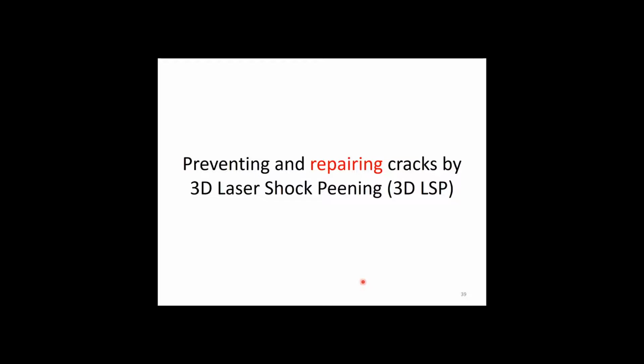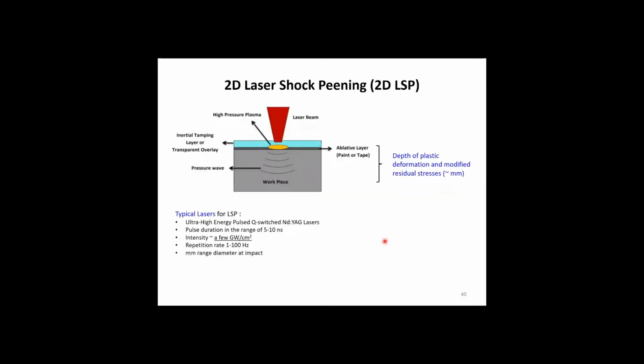And I just want to finish my presentation, the last 5–10 minutes, by talking about a hybrid process that we have been developing also for the last few years, which is called 3D laser shock peening, which allows us to change the residual stress state in the material as we build it by laser powder bed fusion. So if you change the residual stress in the material, you can prevent cracks from forming during or after processing, but I will also show you how we can repair existing cracks. So just a few words.